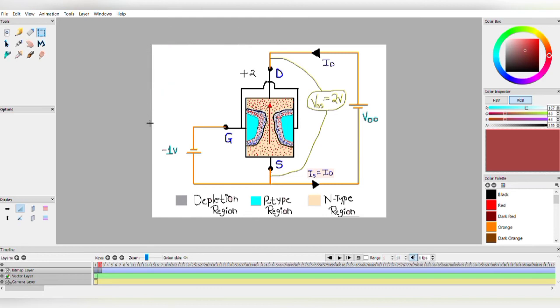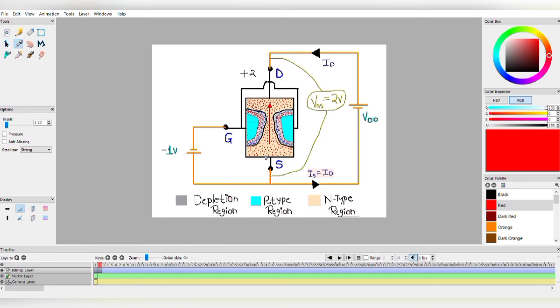Now you would be thinking that why this depletion region is increasing like this, like it is wider at the top and narrower at the bottom. Let's look in a little depth at why it is so. As we all know, the P region has very few electrons and a very large number of holes. So these are the electrons which I had shown over here.